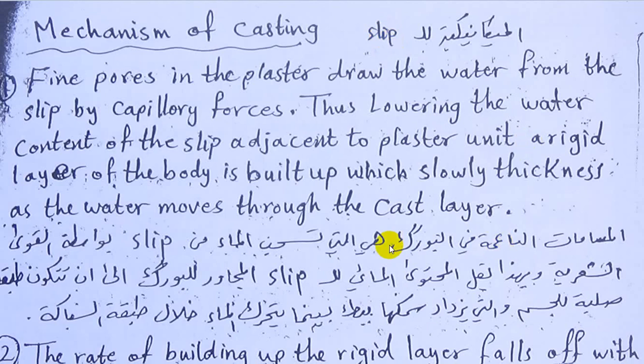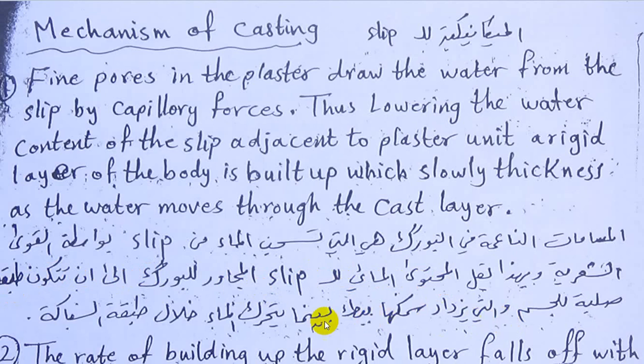The pores of the plaster mold are what withdraw the water from the slip by capillary action. The orifices of the gypsum plaster withdraw the water from the slip using capillary action. Thus, the water content of the slip adjacent to the gypsum plaster used to form the slip casting will be reduced until a rigid layer of the object is formed.